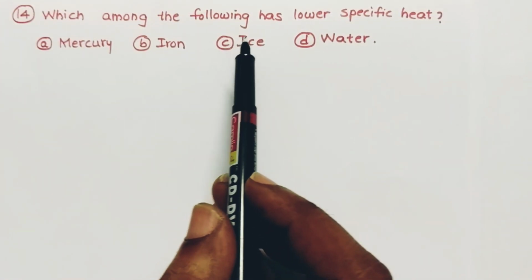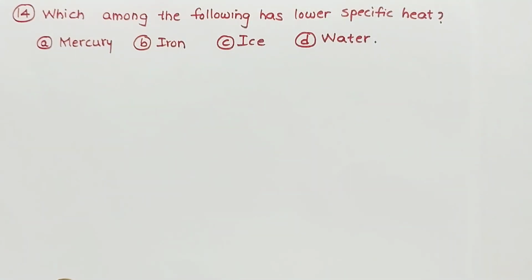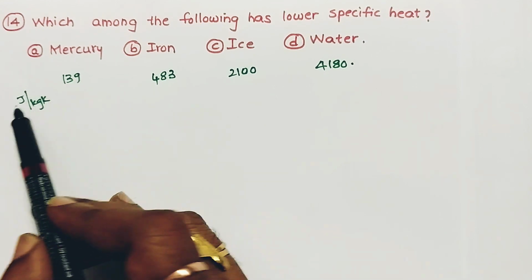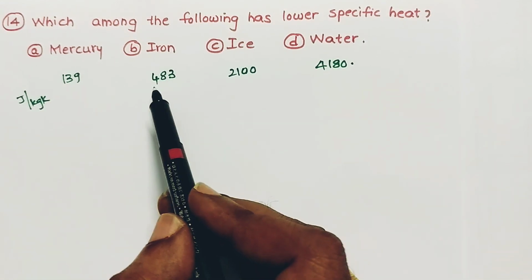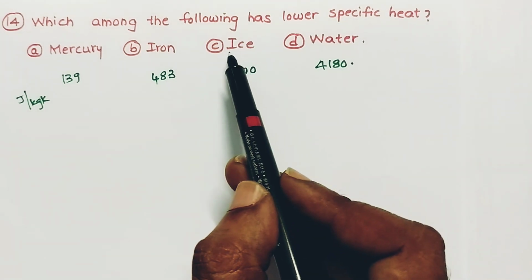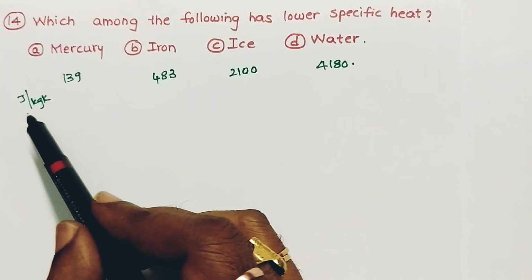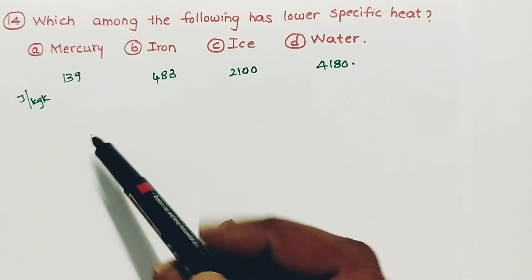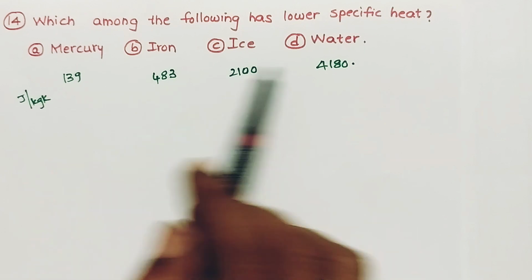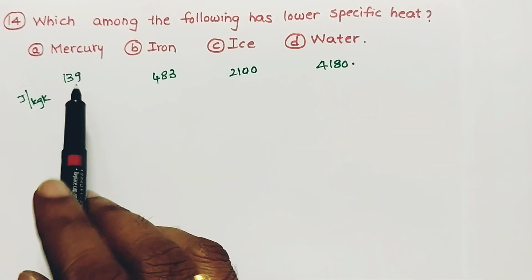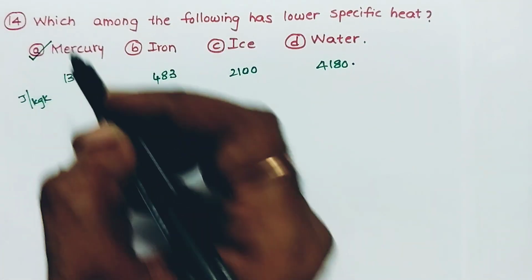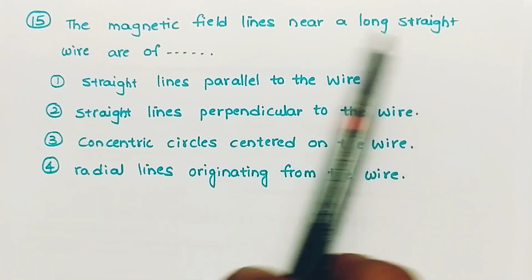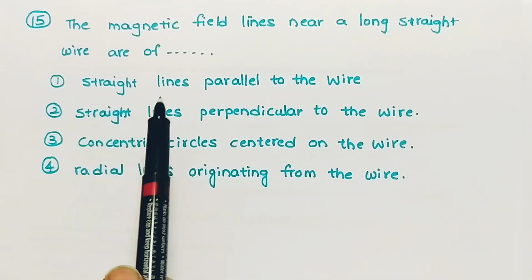Which among the following has lower specific heat? Mercury has specific heat 139 joules per kg Kelvin, and iron has 483 joules per kg Kelvin. Ice has 2100 joules per kg Kelvin. Water has 4180 joules per kg Kelvin. So among all these four options, mercury has the lowest specific heat. So mercury is the answer.